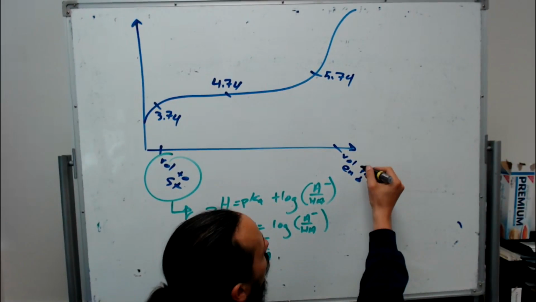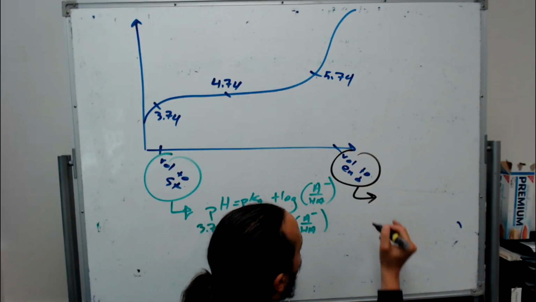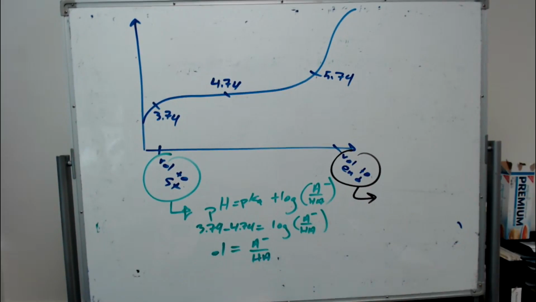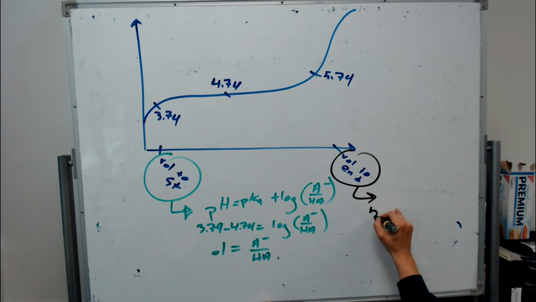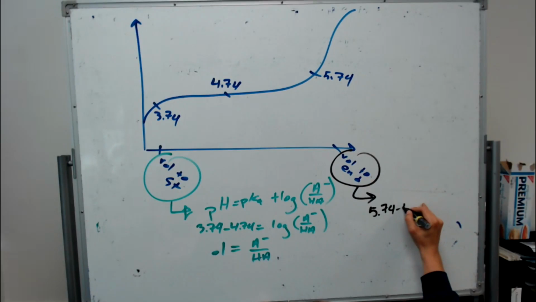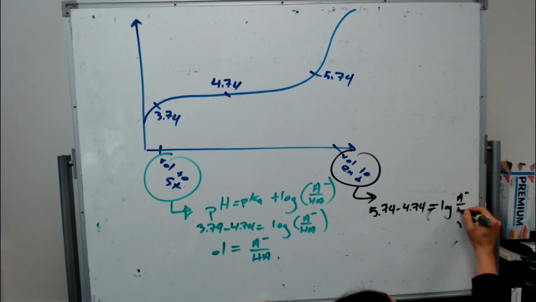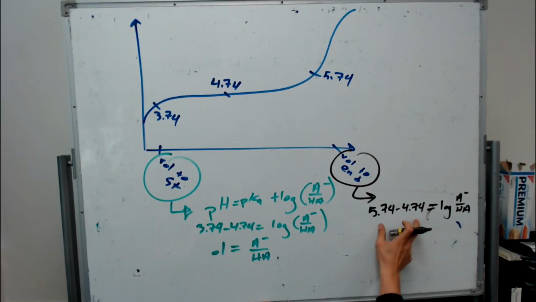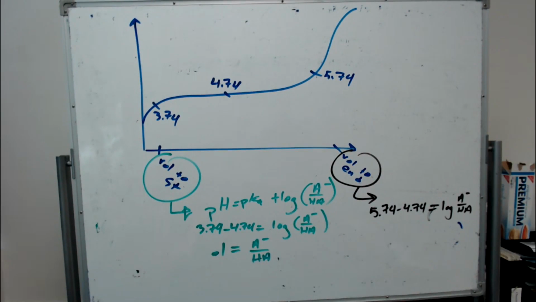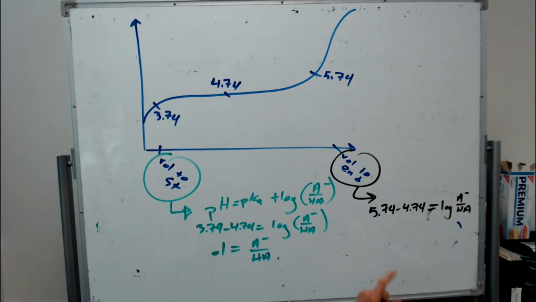Let's also, real quick, look at the volume to the end. Here, essentially, we're going to be using Henderson-Hasselbalch again, except we're going to have 5.74 equals 4.74 plus log A minus over HA. 5.74 minus 4.74? Now it's 1. 10 to the power of 1? 10.